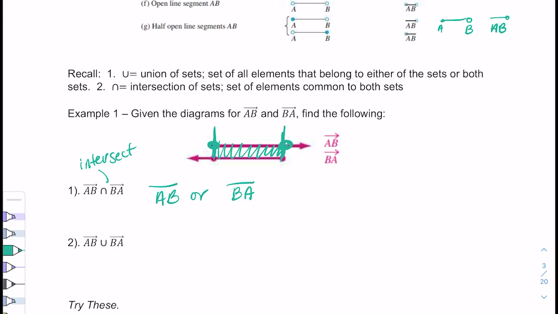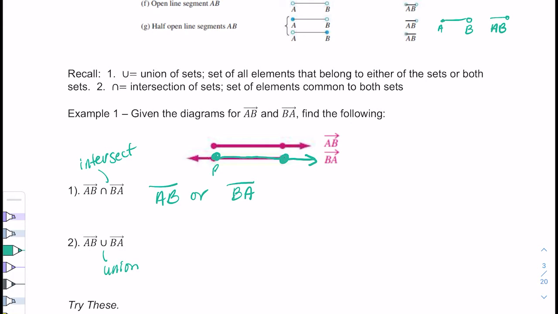Now when I'm dealing with number 2, this is union. So this is what belongs to either of the sets or to both. So now I'm taking both lines and basically picture it as you're placing them on top. So I'm going to take my top ray, AB, and I'm going to place it now on top of the bottom ray. And notice that it makes one complete line now.